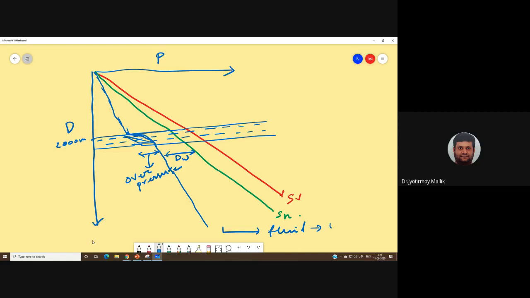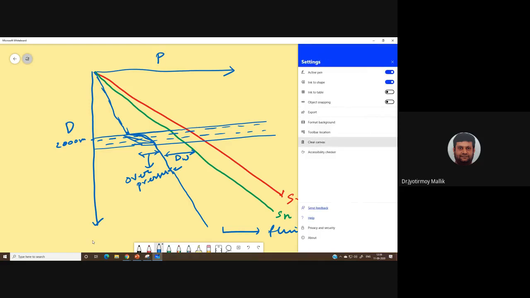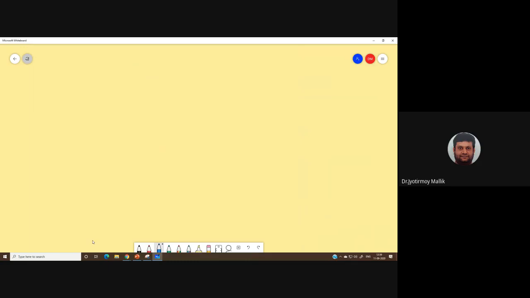Now the thing becomes further complicated. So far what we have discussed is that the fluid here is water, right? Salt saturated water, which we call brine. So we have not discussed anything about hydrocarbon as yet. Whatever subsurface situation we are looking at, the pore spaces are filled with water molecules, right? There is no hydrocarbon. That's what we have drawn.